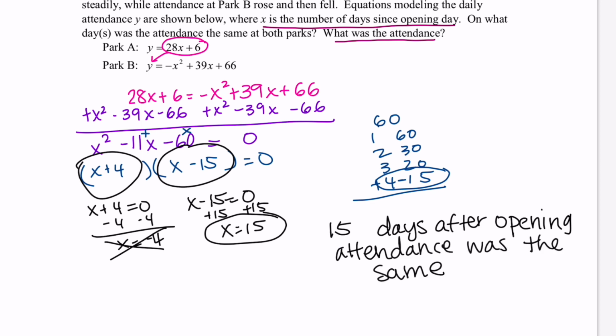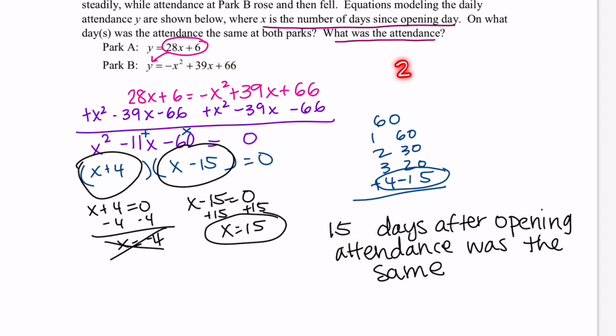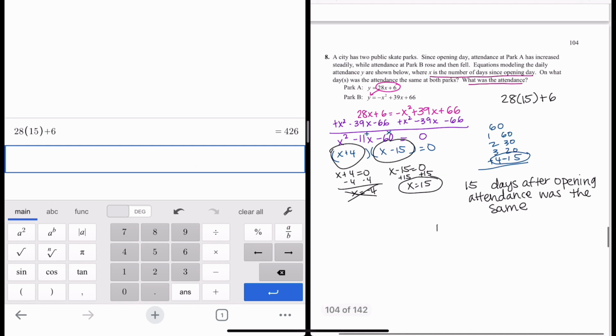Now we want to know what the attendance was. All we have to do is take that 15 and substitute it into either piece. Now, I don't want to put it in the second one because it's a little more complicated. We're going to take 28 and multiply it by 15 and then add 6. And this is going to give us 426 people who attended both parks on that day.